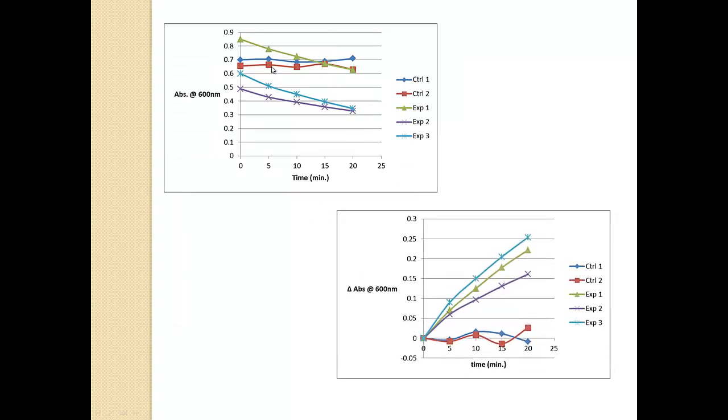So this was our original raw data just graphed. Very difficult to tell which of our experimental conditions was most efficient. And just looking at this, I probably would not have guessed that it was experimental condition 3. When we look at the change in absorbance over time, now we can really see the differences.